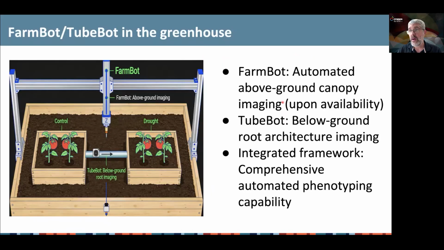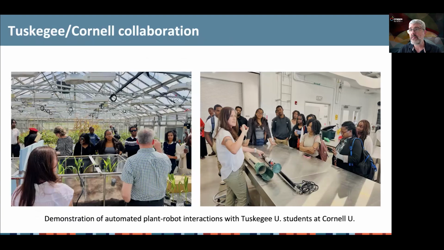At the same time, we want to be able to take Exemplar 3 to an agronomic setting, to a greenhouse. So this is where we're using FarmBot, which is an automated above-ground canopy imaging system, and TubeBot, a below-ground root architecture imaging system. And they're integrated into a framework allowing for comprehensive automated phenotyping capabilities. This is a collaboration between Cornell University and Tuskegee University, and a good example of technology being developed at one institute and being transferred to another for optimization and use in the field.